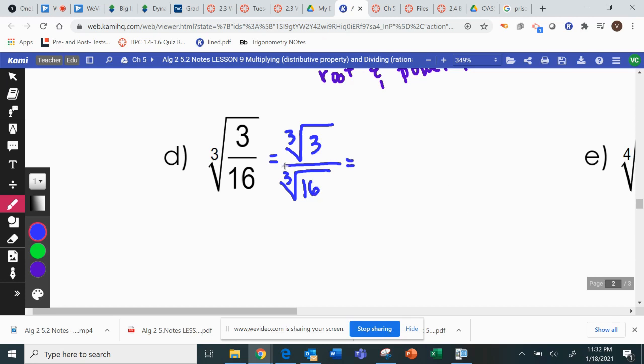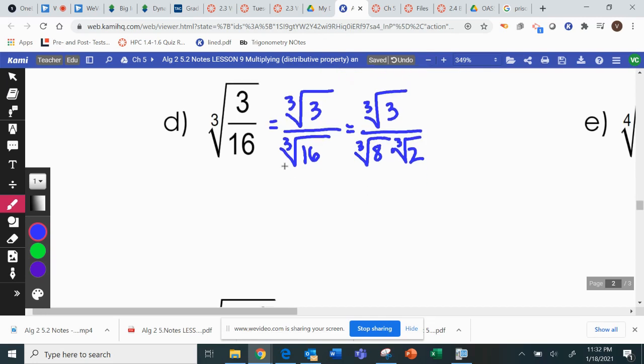Now in my denominator, 16 does have a perfect cube in it. 8 multiplied by 2 is 16, so the cube root of 16 is the cube root of 8 times the cube root of 2, and the cube root of 8 is a perfect cube. I'm just going to go down here.